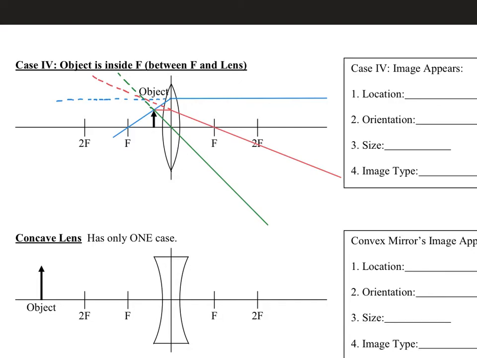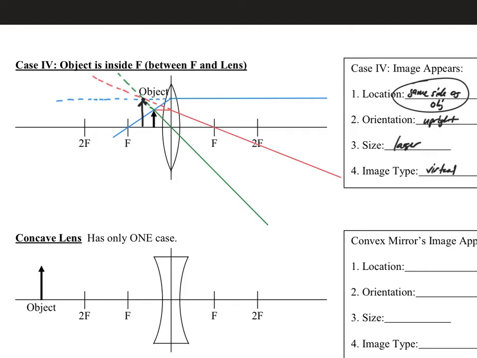So I do see where these intersect now. They intersect here at this point. So that means my image looks like this. And it's actually behind the object, which is weird to think about. So let's fill in our information over here on the right-hand side. Our location is the same side as the object. The orientation is upright. The size is larger. And if it's the same side of the object, the image type is real when it's on the other side, but if it's on the same side, it is a virtual image.